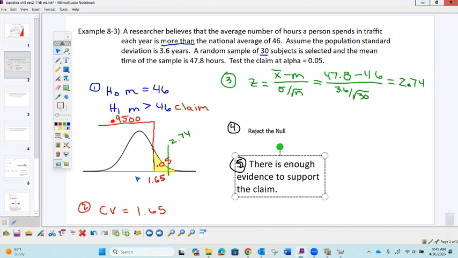If the test value had been over here, then there would not have been enough evidence to support our claim. It would be in the wrong area. So you look and see what they claimed, and that's where you go to find your evidence. Since they claimed the shaded, and the evidence is in the shade, there is enough evidence. If that green line had been over here, I would put there is not enough evidence to support the claim.